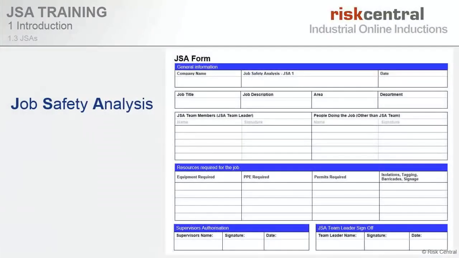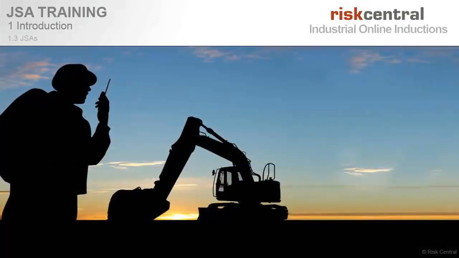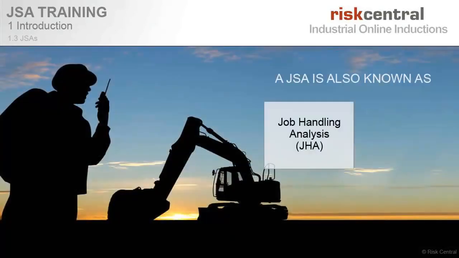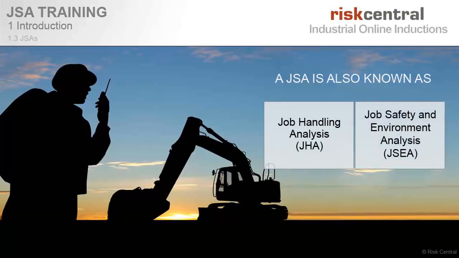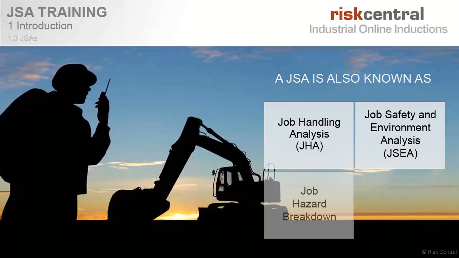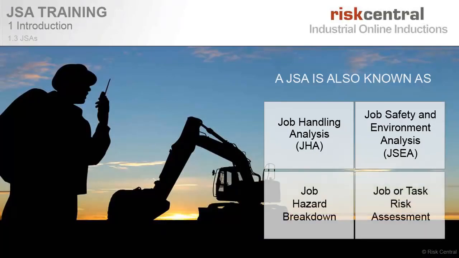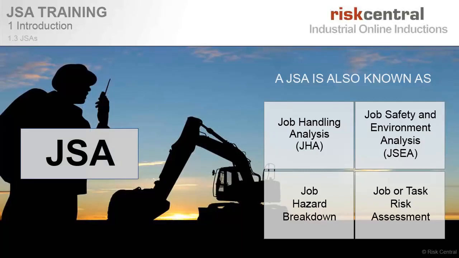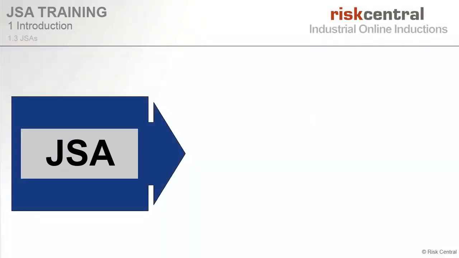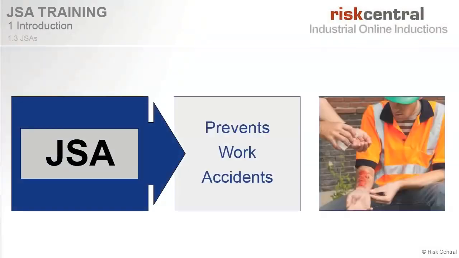A job safety analysis is commonly referred to as a JSA. Depending on where you work, JSAs may also be referred to as the Job Handling Analysis or JHA, Job Safety and Environment Analysis or JSEA, Job Hazard Breakdown, Job or Task Risk Assessments and so on. In this presentation, we're going to use the term JSA. Whatever your company calls it, job safety analysis is an important part of a safety program for preventing work accidents.